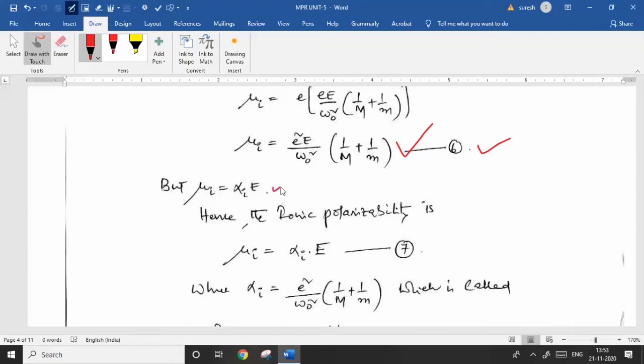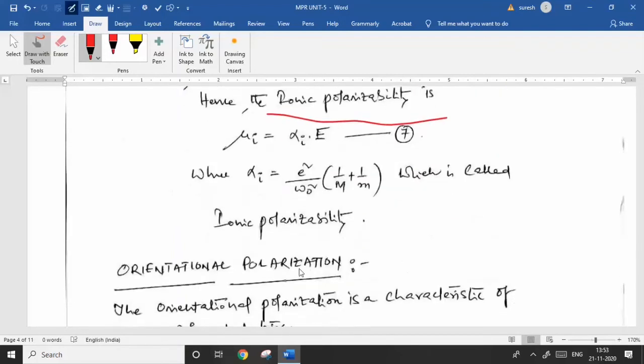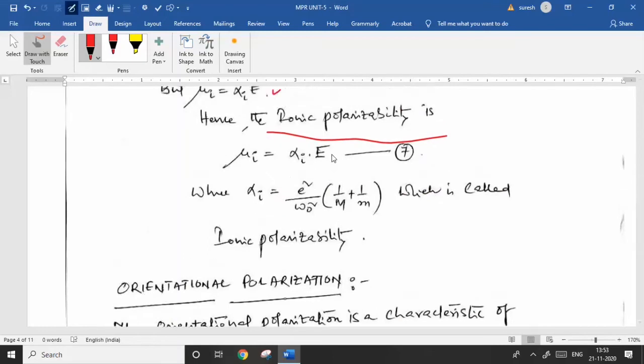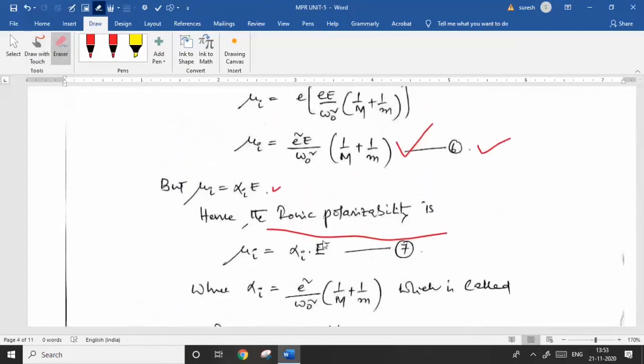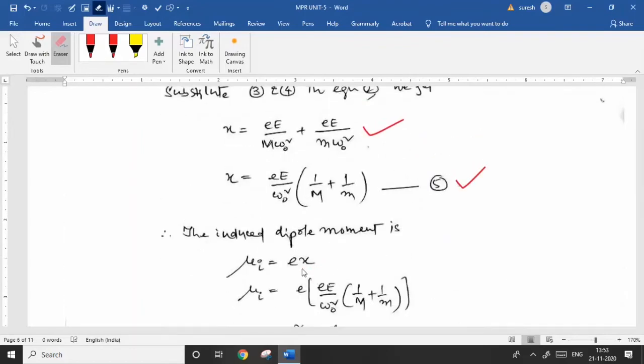As we already studied, mu I is equal to alpha I E, where alpha is called ionic polarizability. My mu I is equal to alpha into E, I can call it equation 7. Therefore, this alpha I is called ionic polarizability in this equation.